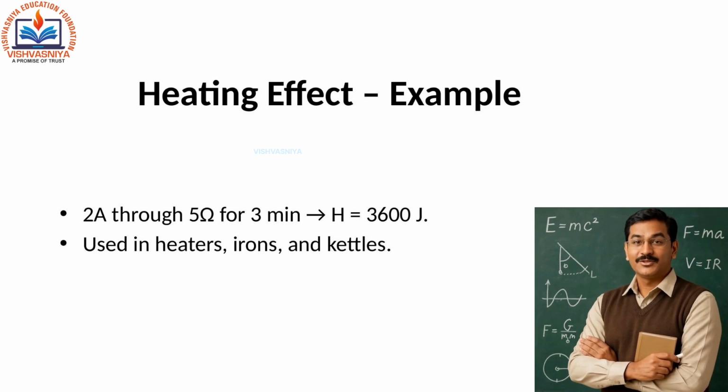If 2 amperes of current flow through a 5 ohm resistor for 3 minutes, then the heat produced is equal to 4 times 5 times 180 is equal to 3600 joules. This principle is used in electric irons, kettles, and heaters.